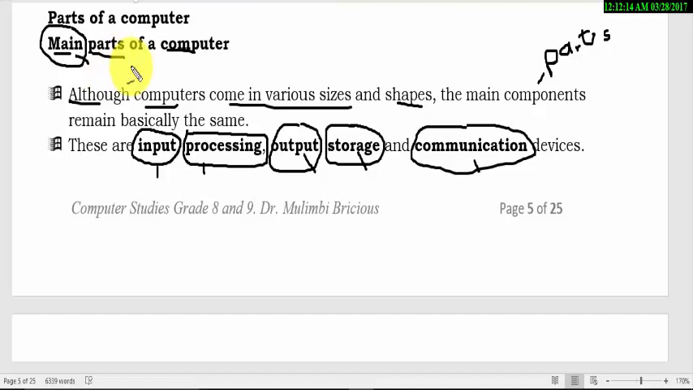So now, students, remember, we have so many parts of the computer, but in your syllabus, we are going to look at the main ones. Although computers come in various sizes and shapes, the main components or parts of the computer basically remain the same. First we need to understand what the words input, processing, output, storage, and communication mean. We have not added the word device there.